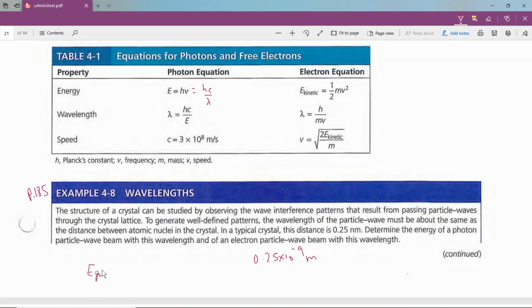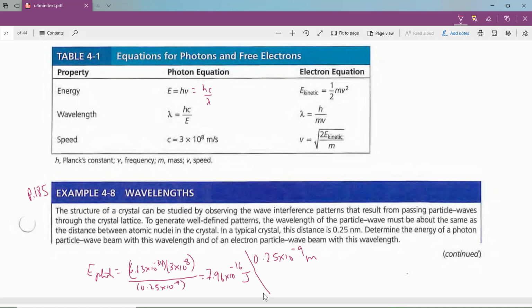So for the photon, E equals hc over lambda: 6.63 × 10^-34 times 3 × 10^8 over lambda, 0.25 × 10^-9. So punching that out, 6.63 × 10^-34 times 3 × 10^8 divided by 0.25 × 10^-9, 7.96 × 10^-16. And that's going to be joules.